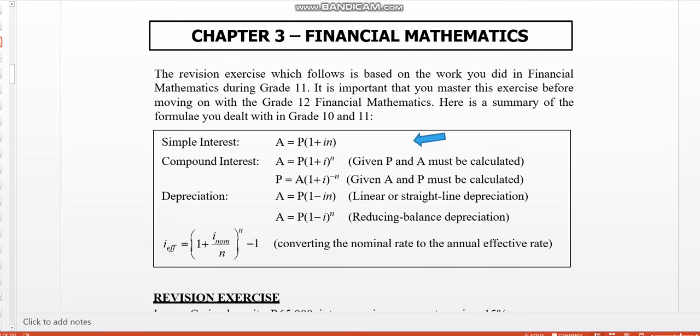So we're just going to be kicking off with the basics on financial maths. This is the basics from grade 10 and also from grade 11. As they are mentioning, the revision exercise which follows is based on the work you did in financial mathematics for grade 11 and also other items that you have been introduced to from grade 10.